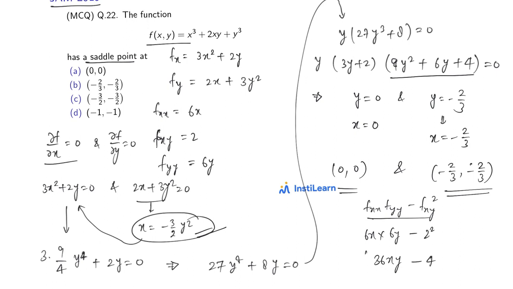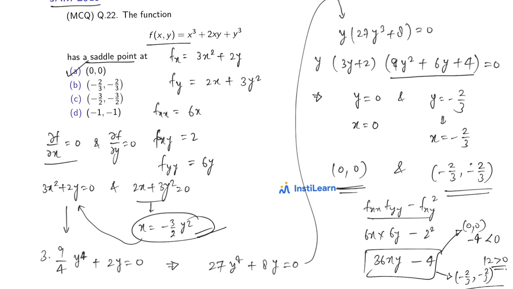Now let's find the value of this at (0, 0). The value of this is minus 4, so negative. So (0, 0) is the saddle point. At (minus 2 by 3, minus 2 by 3), the value is 4 upon 9 times 36 minus 4, so it is 12, which is positive. So it has to be a point of maxima or minima. But our saddle point is (0, 0).